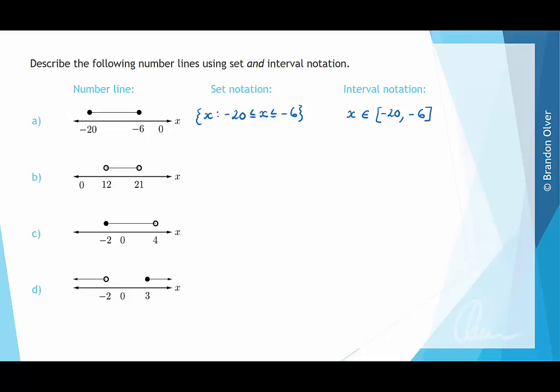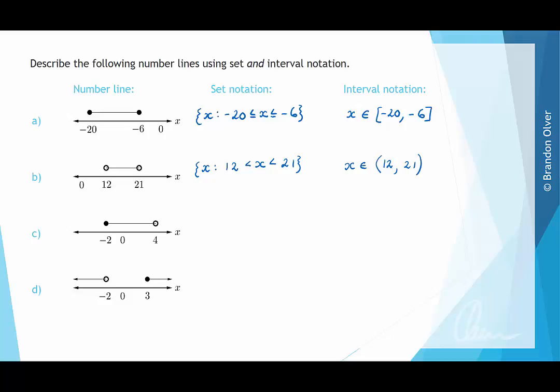For b, we go from 12 to 21 and neither included. So for set notation, we'll have x such that, and we go from 12 and we have x is greater than 12 but less than 21. The equivalent interval notation would say that x is an element of, and we'd go from 12 not included, so we use a rounded bracket, up until 21, which is also not included, so we use a rounded bracket.